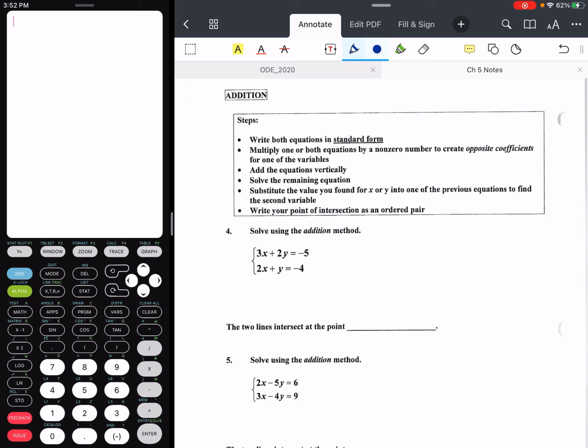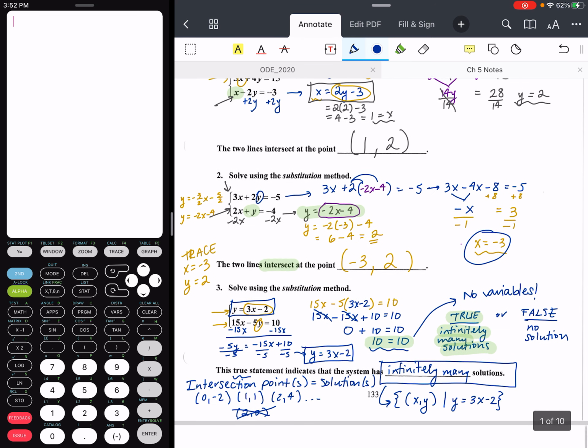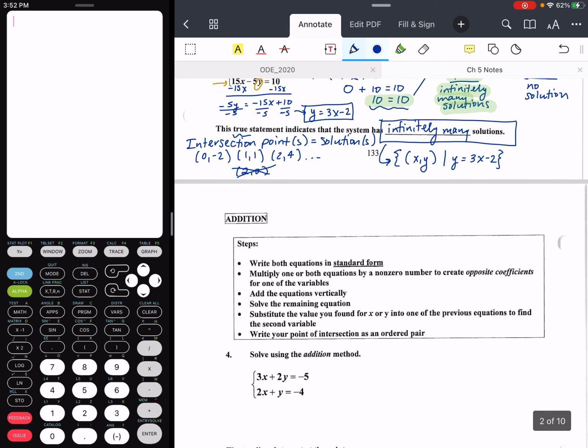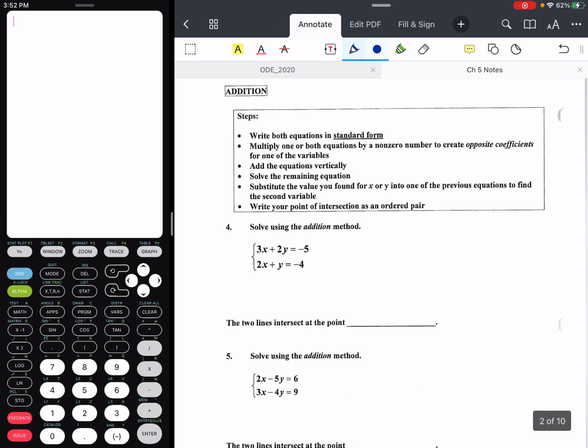So if we look at number 4, 3x plus 2y equals -5 and 2x plus y equals -4, notice that we already solved this using substitution back in number 2. We had the same exact system of equations, and we got -3,2 as our answer. So if my prediction is in fact true, then we should again get the solution -3,2 for number 4, even when we use the addition method. So let's see if I'm correct. I should be. All right, so following the steps, first it says write both equations in standard form.